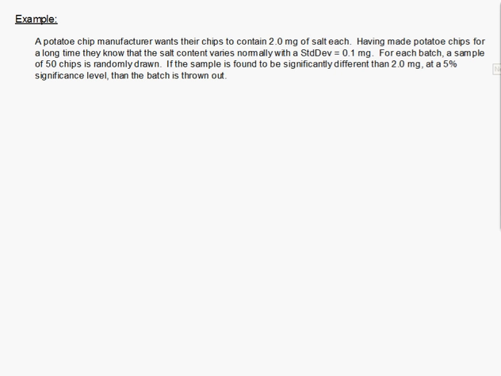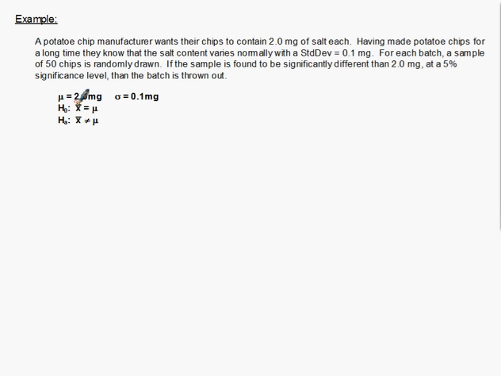Power of a test is one of the ways in which we're going to be correct. The example we're going to use is a potato chip manufacturer, and they want their chip to contain 2.0 milligrams of salt each. Having made potato chips for a long time, they know that the salt content varies normally with a standard deviation of 0.01. That, of course, would be the population standard deviation. For each batch, a sample of 50 chips is randomly drawn. If the sample is found to be significantly different than 2.0 milligrams at a 5% significance level, then the batch is thrown out.